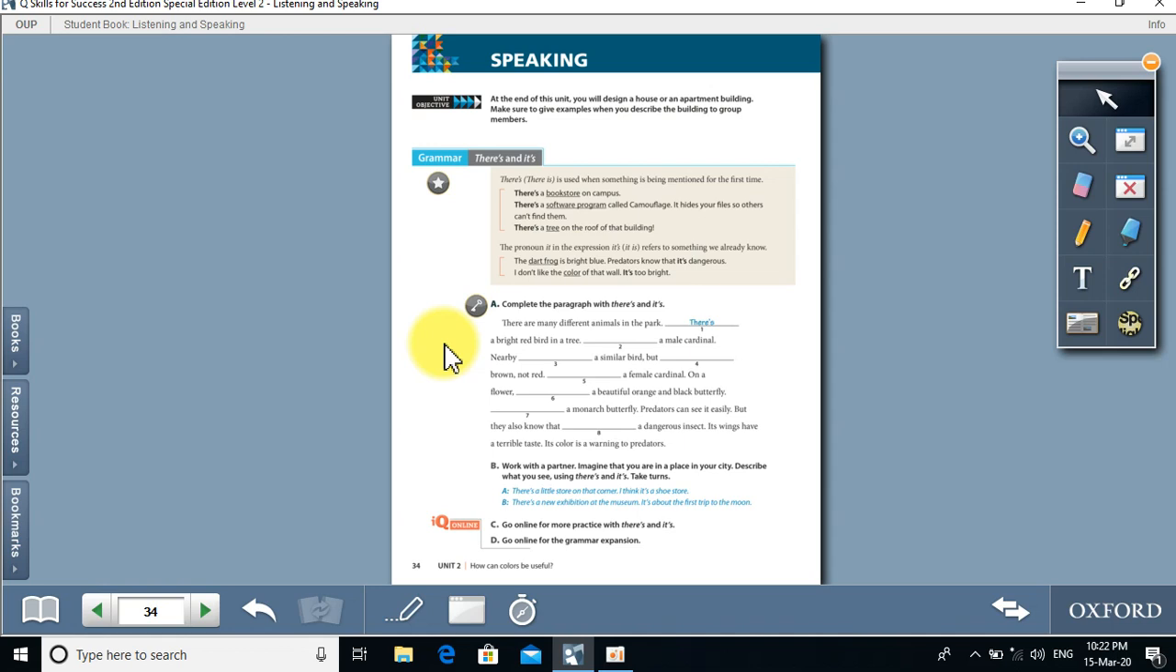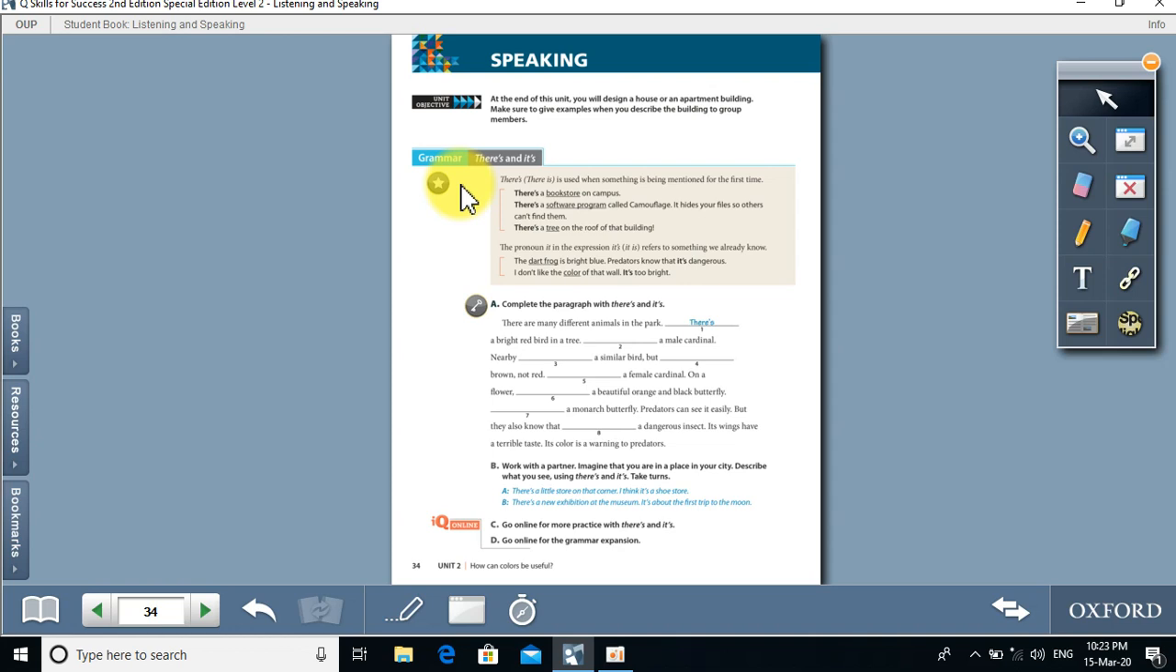Okay, students, today we're gonna talk about Unit 2, Level 2 Speaking, page number 134. On page number 134, this is a grammar spot. Today we're gonna talk about there's and it's. There's means there is, and it's means it is. There's and it's come with an apostrophe.